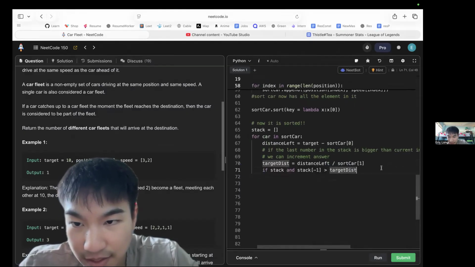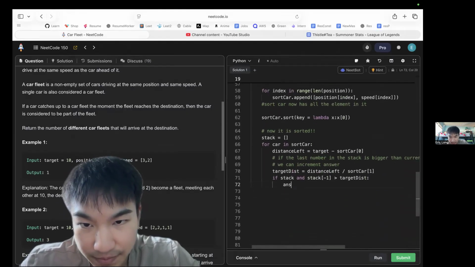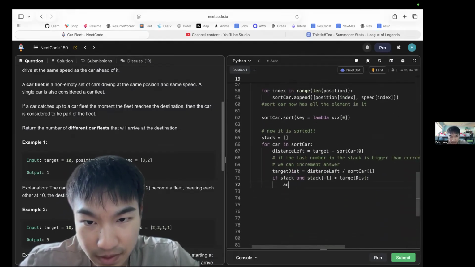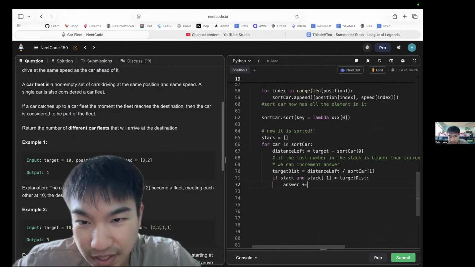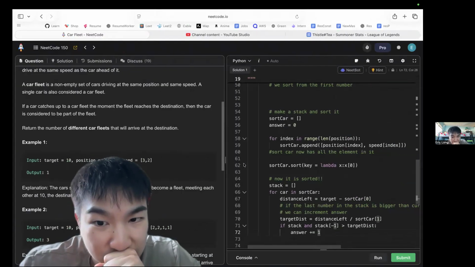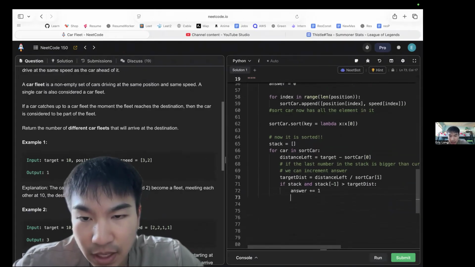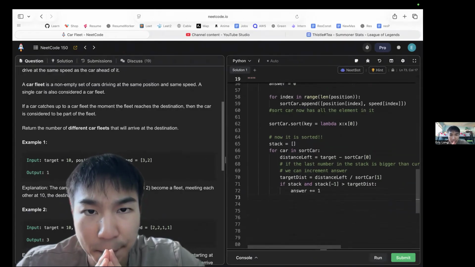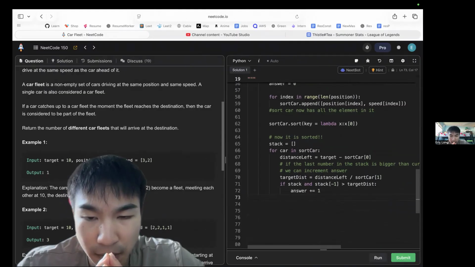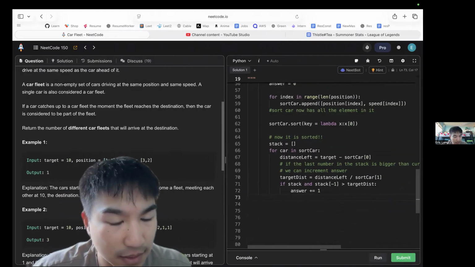Do we even have to append? I know that we do increment the answer, so let's do answer plus equals 1. Now I'm debating whether we should actually add it. If it's a different fleet, we go ahead and pop it. I think we could pop the latest element and add our new element in, right? Let me visualize.